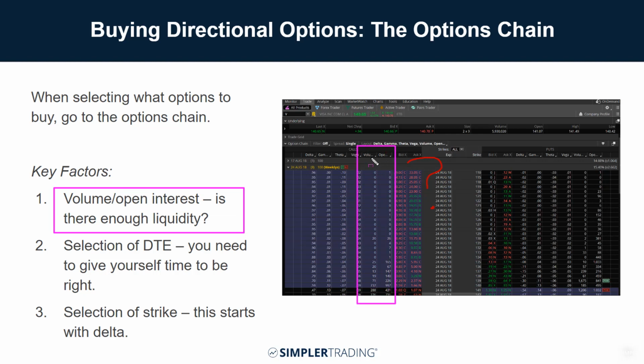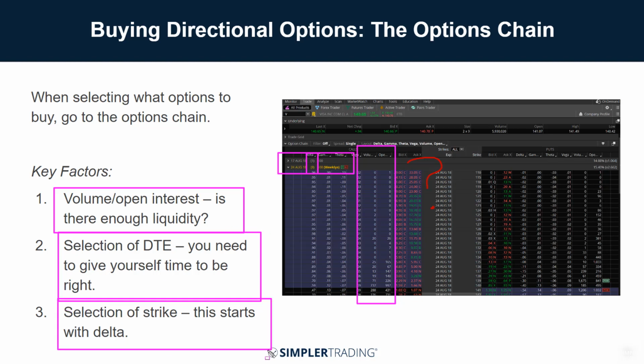That's going to be in this column on Thinkorswim. Thinkorswim is a platform that a lot of our traders use, and I use it as well. But you should have volume and open interest in any platform. Basically, you need to know if there's enough liquidity. You also need to see when the option is going to expire, because options expire. So looking at the weekly series or the monthly series and identifying how many days of life the option has is really important. And then selecting your strike.